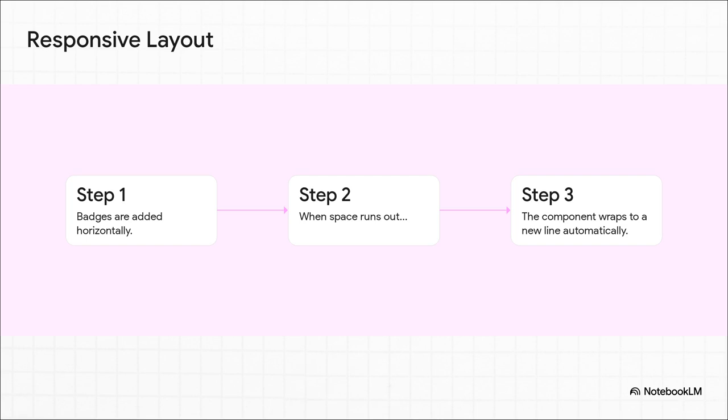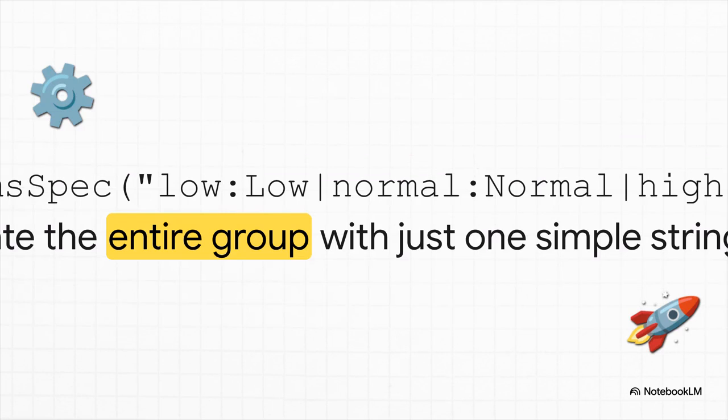It just works. So what about actually getting your data in there? Well, this is where it gets really cool. You can forget all about looping or manually creating views one by one. You can actually populate the entire group with just a single string of text. Seriously. See how it uses the pipe symbol to separate the items? And then the colon separates the item's ID from the text you actually see on screen. It's just an incredibly efficient way to get everything up and running.